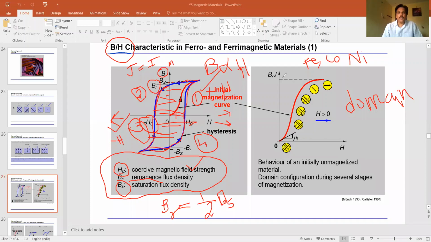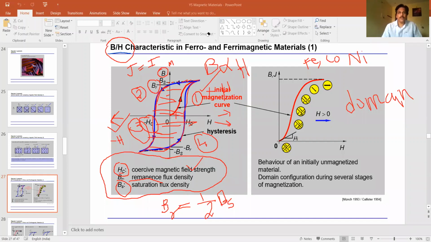So we can draw B versus H, J versus H, I versus H, M versus H, whatever it may be. Okay. So initially, these are the domains. A ferromagnetic material consists of domains, that is, parallel and orderly alignment of dipoles. So this is one domain, this is one domain, this is one domain, this is one domain. If you observe in this domain, the dipoles are aligned. It is not one, there are many dipoles.